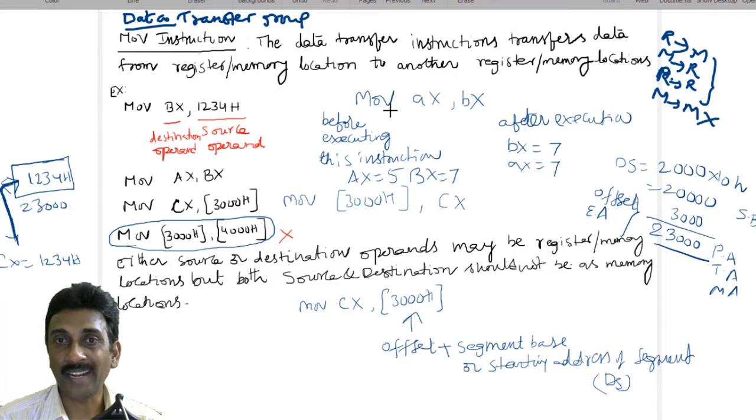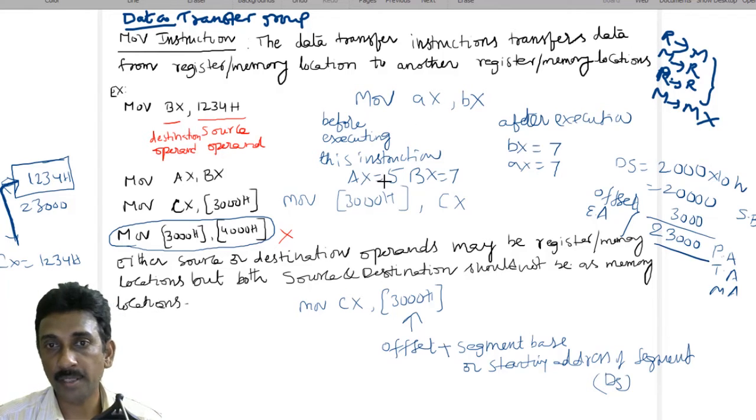Let us have a look at another example. Move ax comma bx. Before executing, assume that ax equals 5 and bx equals 7. After executing that instruction, bx data will be moved, or copied, into the ax register. So bx equals 7 and ax also maintains the same. So it copies the information. Before, we don't know what is there, but after executing the instruction, the data will be like this. This is the move instruction.